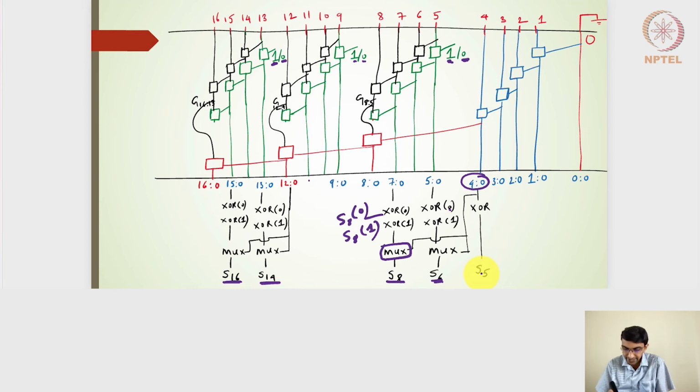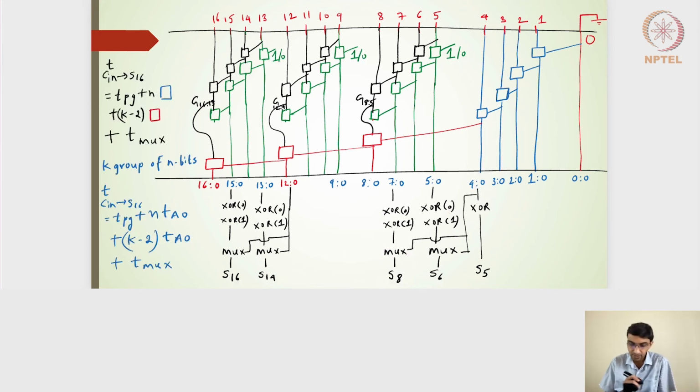Right, so I have not populated all the sum bits because it will make it very difficult to read. I have just used some of the sum bits, S16, S14, S8, S6, S5, and all the other sum bits will also follow a similar sequence.